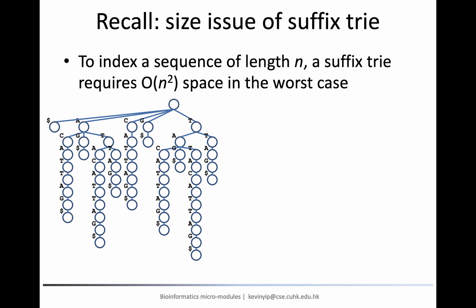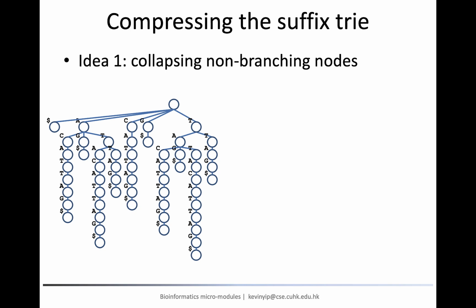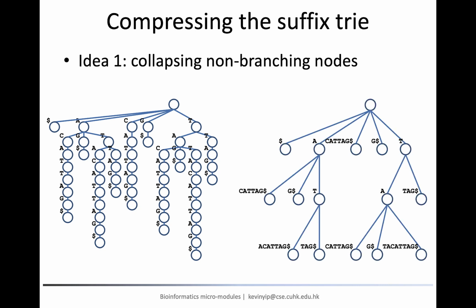To deal with this high space complexity, a first idea is to reduce the number of nodes by merging each node with its child if the node has only one child. In other words, if there is a linear non-branching path down the tree, we collapse all the nodes on the path into a single node. For our suffix trie shown here, after this merging step, the result is the tree on the right. We can see that the number of nodes in this new tree is much smaller. It has 16 nodes, while the original suffix trie has 58 nodes.